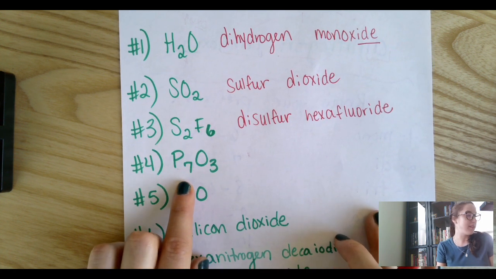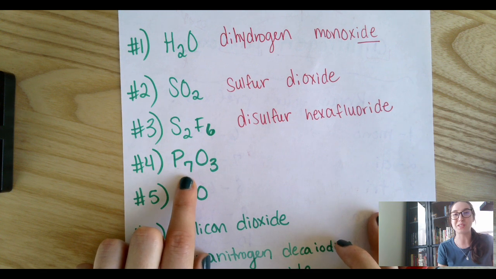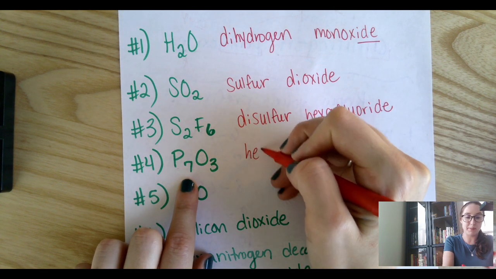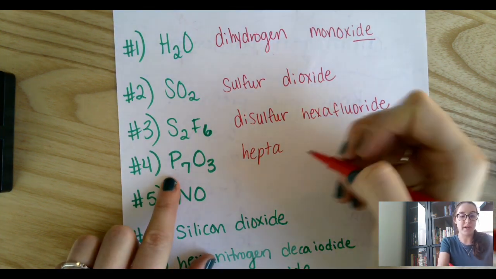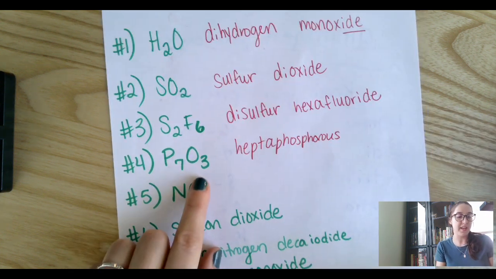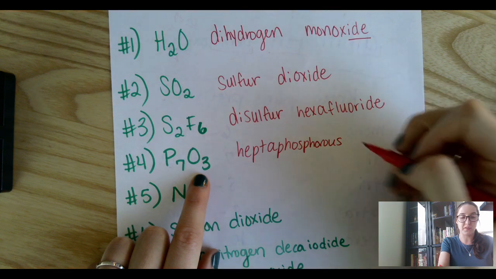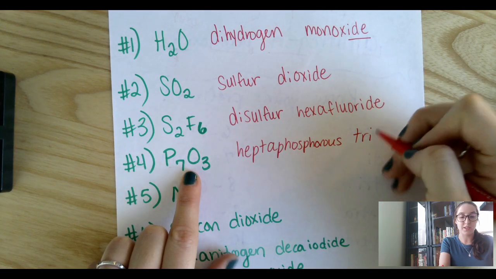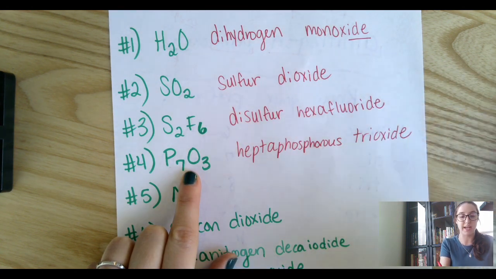Number 4, P7O3. So I need to know the prefix for 7. That is going to be hepta. And then P stands for phosphorus. So hepta, phosphorus. And then I have 3 oxygens. The prefix for 3 is tri. Oxygen turns into oxide, trioxide.